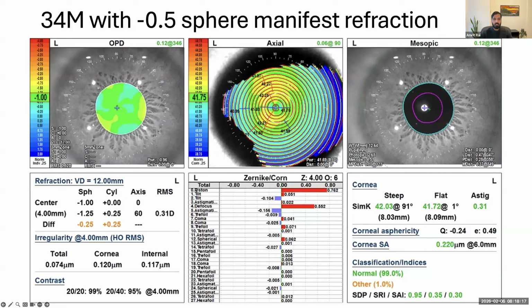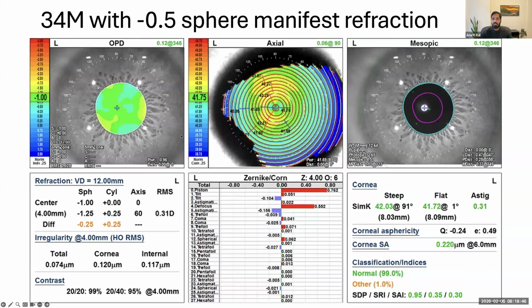In the middle bottom here, we have our Zernike breakdown, and we can see that this measurement was taken at the 4 millimeter zone. It's important to know which zone we're talking about. So this means a 4 millimeter diameter circle. And the O6 here stands for the order, which means that we're looking at the first 6 rows of the Zernike pyramid. We can see that in this patient, there is some myopic defocus in the red here.